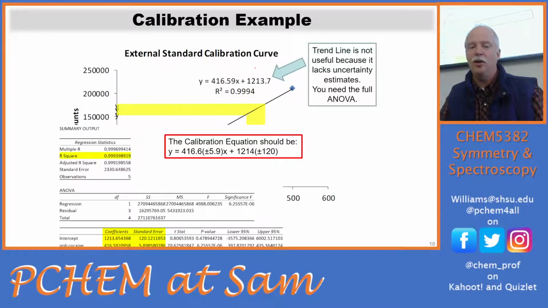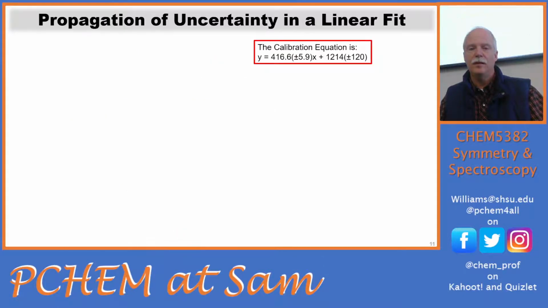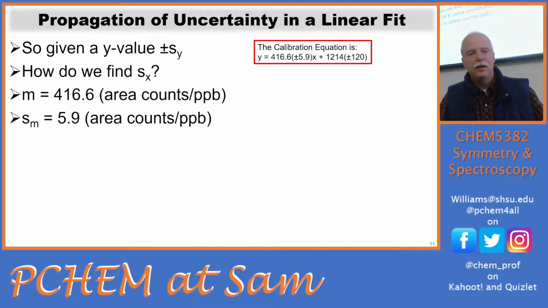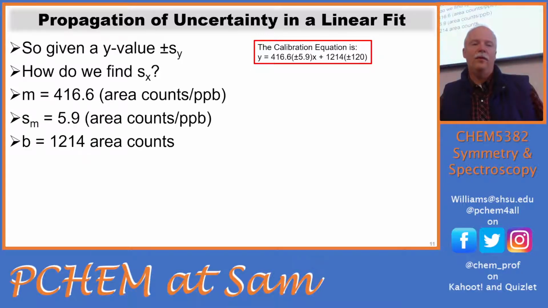So you've got to do an ANOVA. So now we understand there's an uncertainty associated with the intercept, that b value, and the m value. So let's go ahead and propagate that uncertainty through. So we've got, given a y value plus or minus sy, how do we find sx?